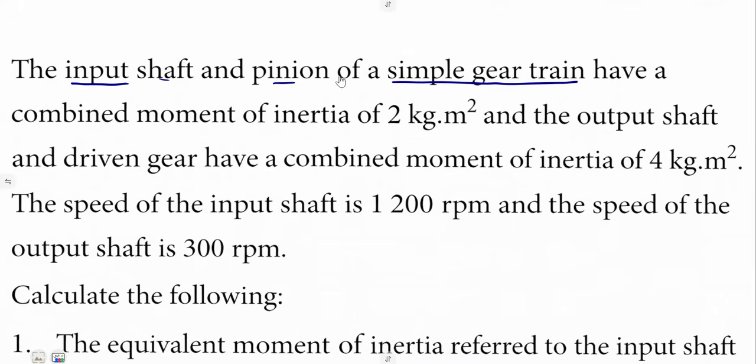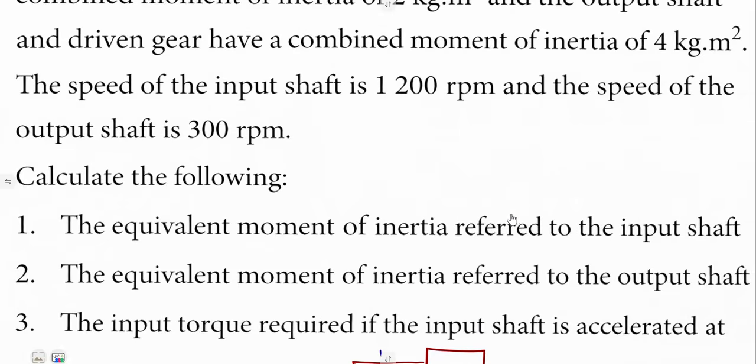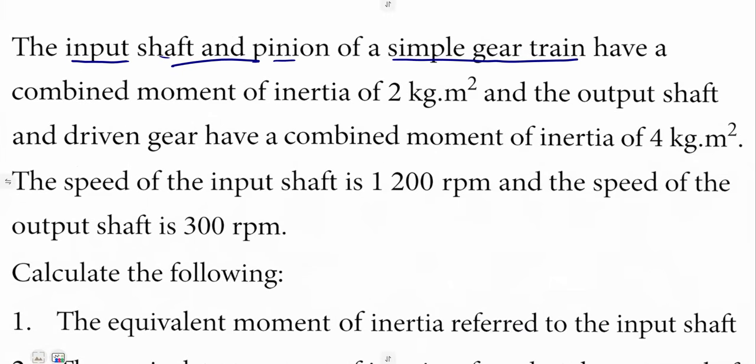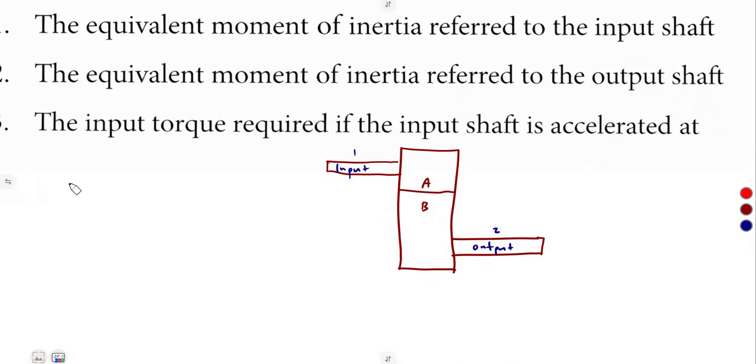So they are saying everything combined here, the input shaft and the pinion, combined together. You work with that shaft connected to gear A, which is our pinion. The combined moment of inertia is what? 2 kilogram square meters, everything there combined. So we are given I1 there. For a simple gear train, that is I1. All right, so we are given this as 2 kilogram meter squared.